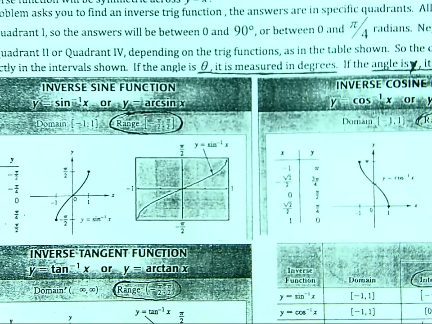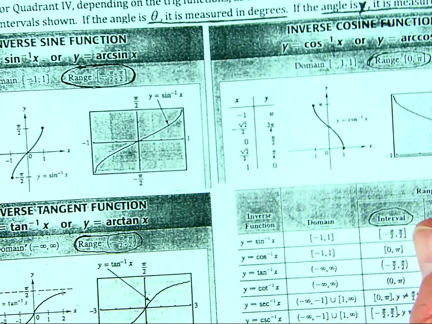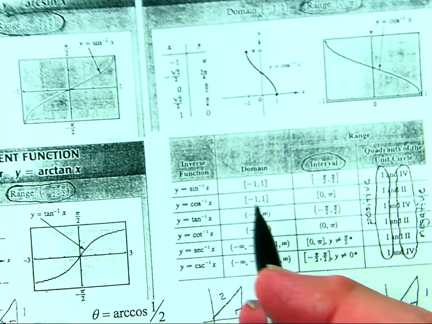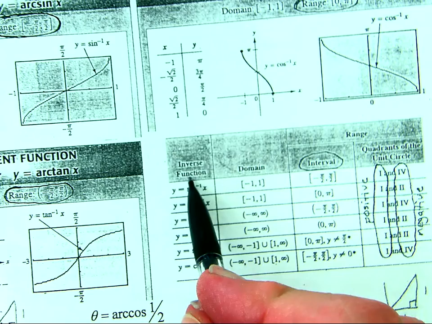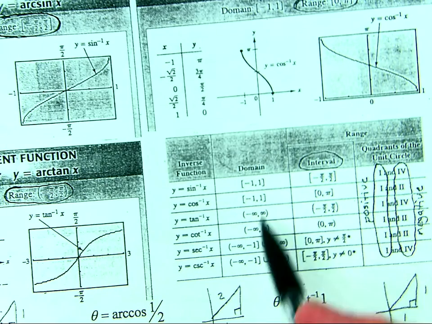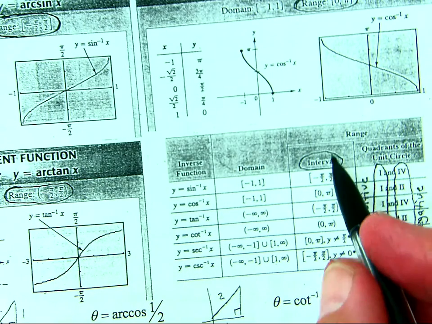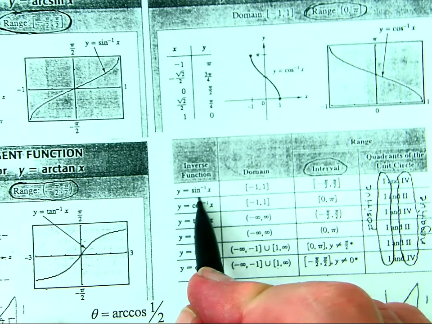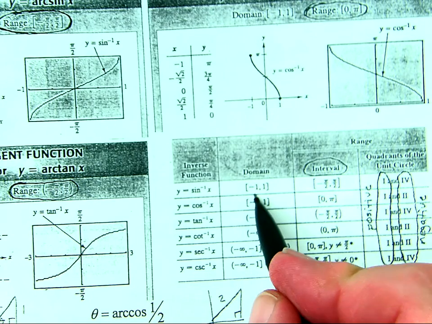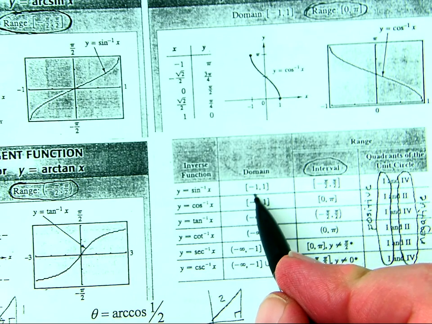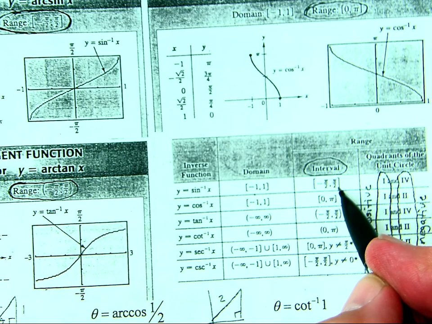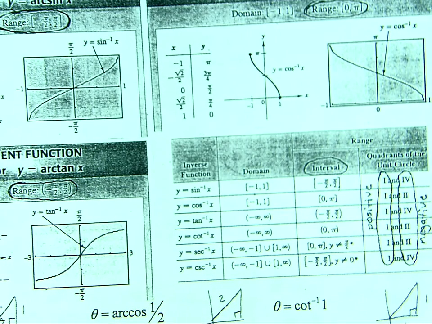Those answers are all going to come from that table that I put on your sheet. Like the first one says, y is the inverse sine of x. If you look at this table, the first column lists all the inverse trig functions. The second column is the domain. The third and fourth columns are the range. So if I was doing inverse sine, the domain is here, -1 to 1. The range is right here, -π/2 to π/2. So you can find any of the inverse functions from that.